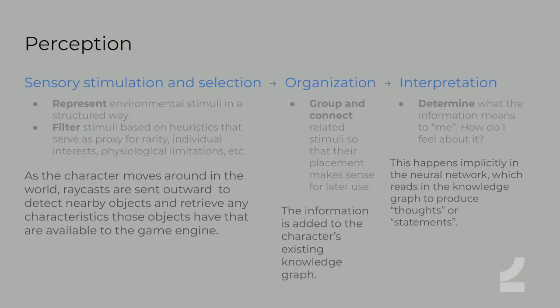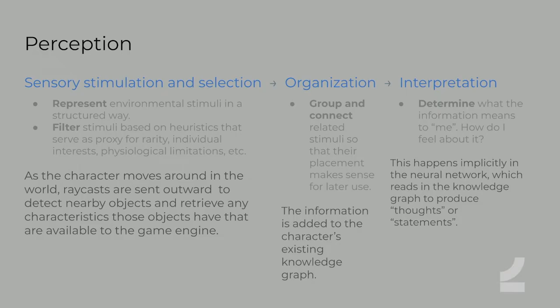Okay, so going back to this 3-stage process of perception, I can briefly describe how we accomplish these things in the character. In the sensory simulation and selection phase, we simulate perception by sending raycasts from the character as they move around in the world. By this, characters detect what objects are nearby, and then they can also retrieve any characteristics of those objects or entities that are made available to the game engine. So whatever we make available to the engine, when those objects are perceived by a character, it also has access to those characteristics.